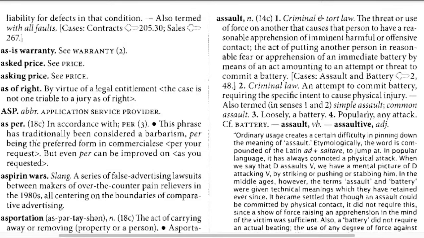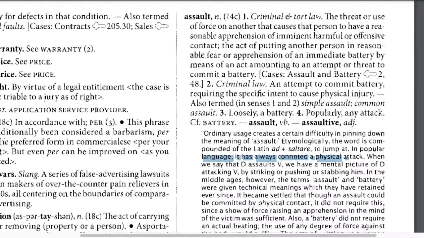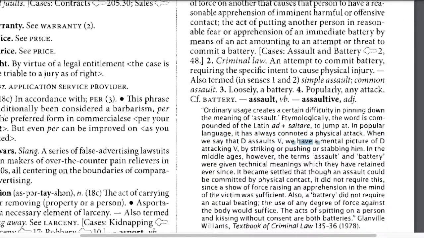We see assault here too, threat to use force. Ordinary usage creates a difficulty in pinning down the meaning. Etymology, the word is compound of Latin ad and saltere, to jump at. In popular language, it always connoted a physical attack. When we say that D assaults V, we have a mental picture of D attacking V by striking or pushing or stabbing him. In the Middle Ages, however, the terms assault and battery were given technical meanings, which they have retained ever since. It became settled that, though an assault could be committed by physical contact, it did not require this, since a showing of force, raising an apprehension in the mind of the victim, was sufficient.